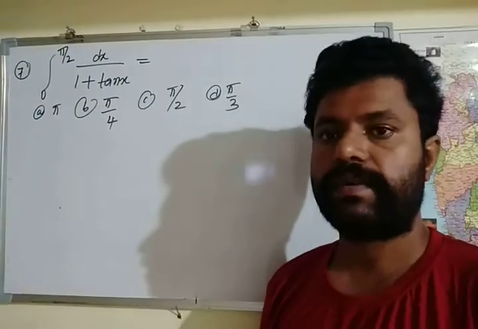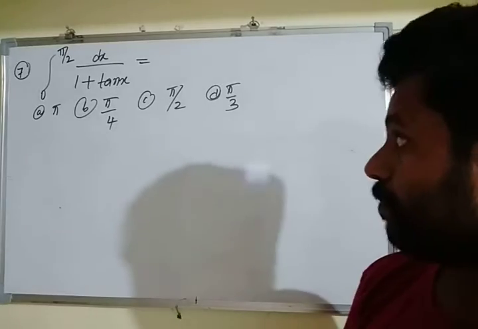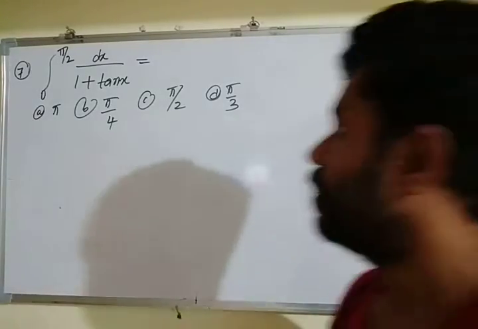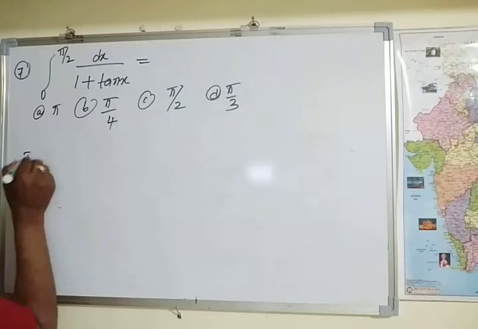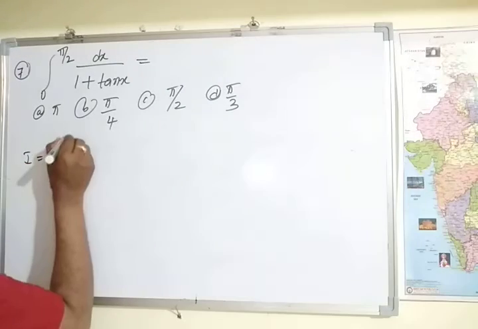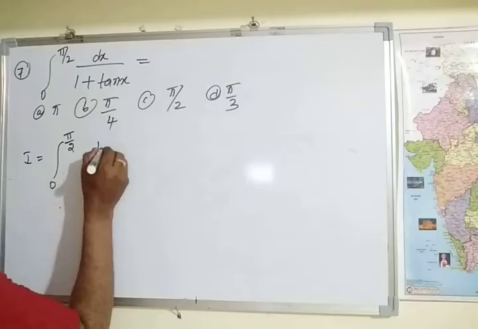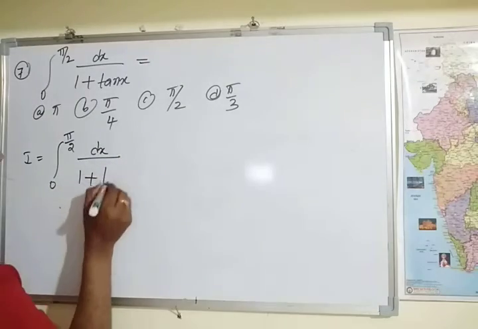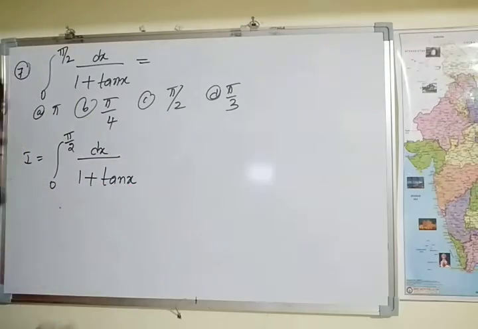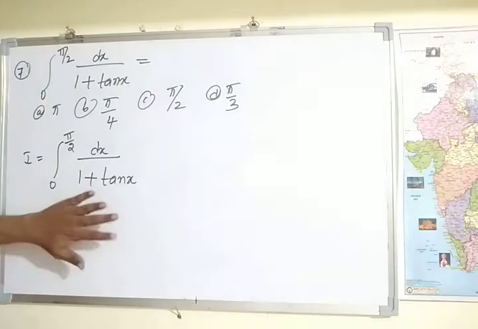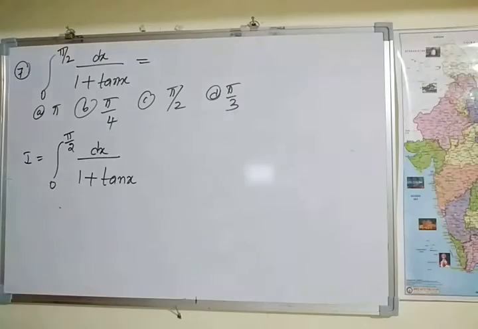So this is also standard results form. Integral of sin x divided by sin x plus cos x. But here we have 1 by 1 plus tan x. This result, here we simplify the result. First consider I is equals to integral of 0 to pi by 2 dx divided by 1 plus tan x. This is given function. What should we do with this function? We should simplify it.